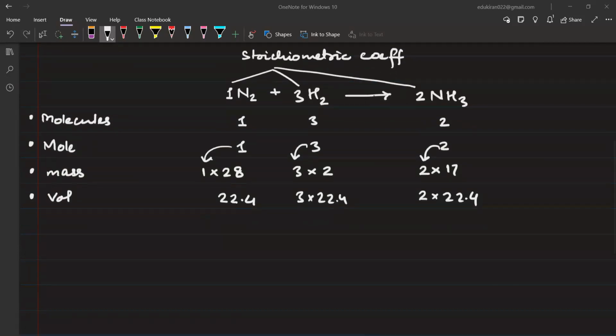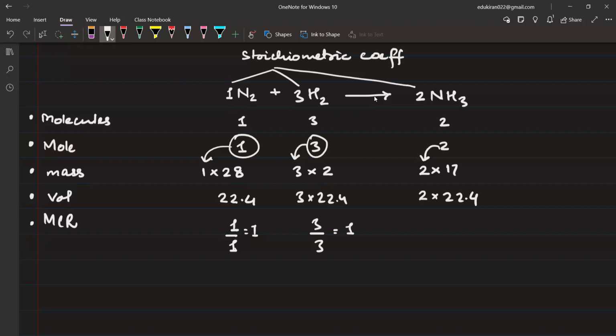Now I want to talk about something that is very crucial, that is the mole to coefficient ratio, MCR. What is the number of moles of N2? It is 1. What is its coefficient? It is also 1. So 1 by 1. What is the number of moles of H2? It is 3, and its coefficient is also 3. So 3 by 3, which is also equal to 1. And what is the number of moles of ammonia?